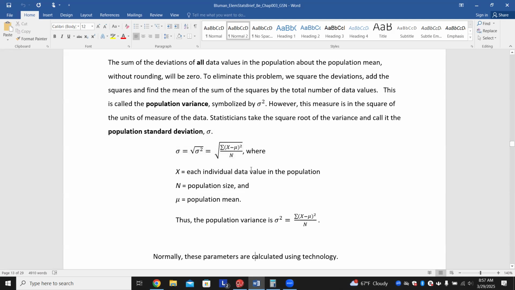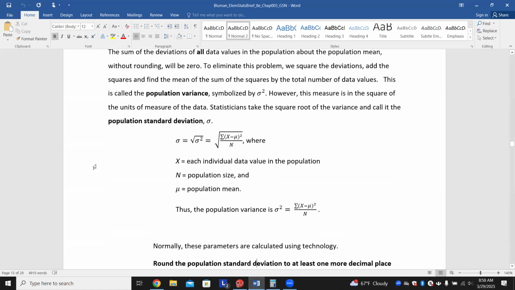So again, x is each individual data value in the population, capital N, because we're talking about population, is the population size, and mu, another Greek letter, is the population mean. Thus, the population variance, sigma squared, would just be this without the square root. Normally, these parameters are calculated using technology because when you have the entire population, we're not going to have time to do that by hand. You'd be here for a few days just to do one question.